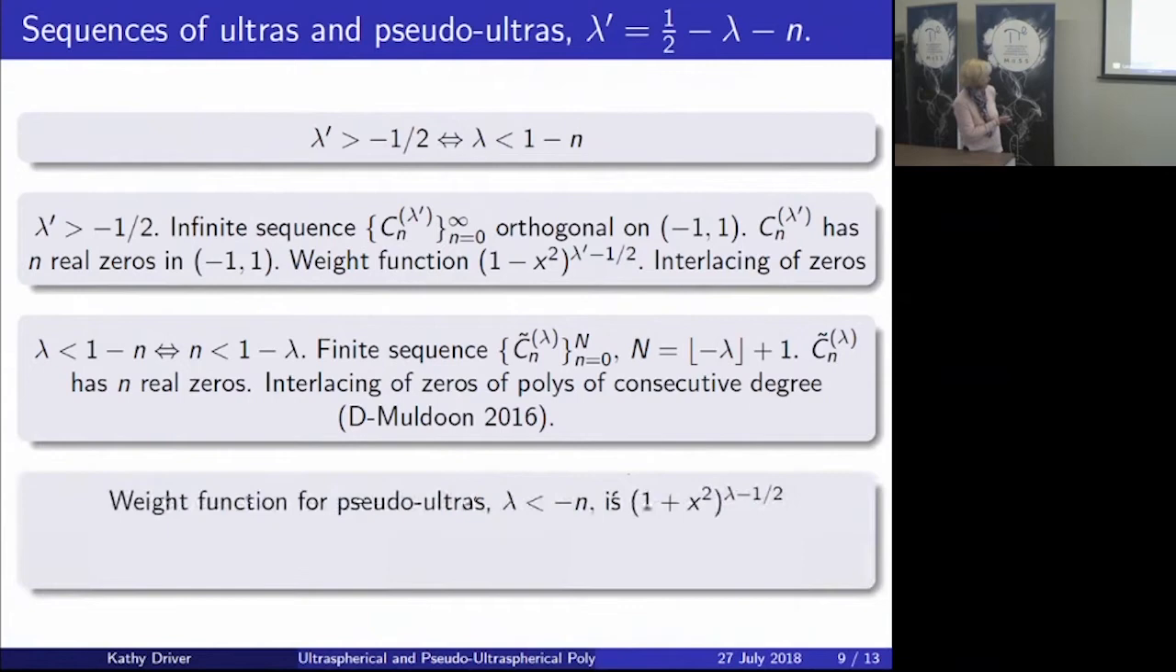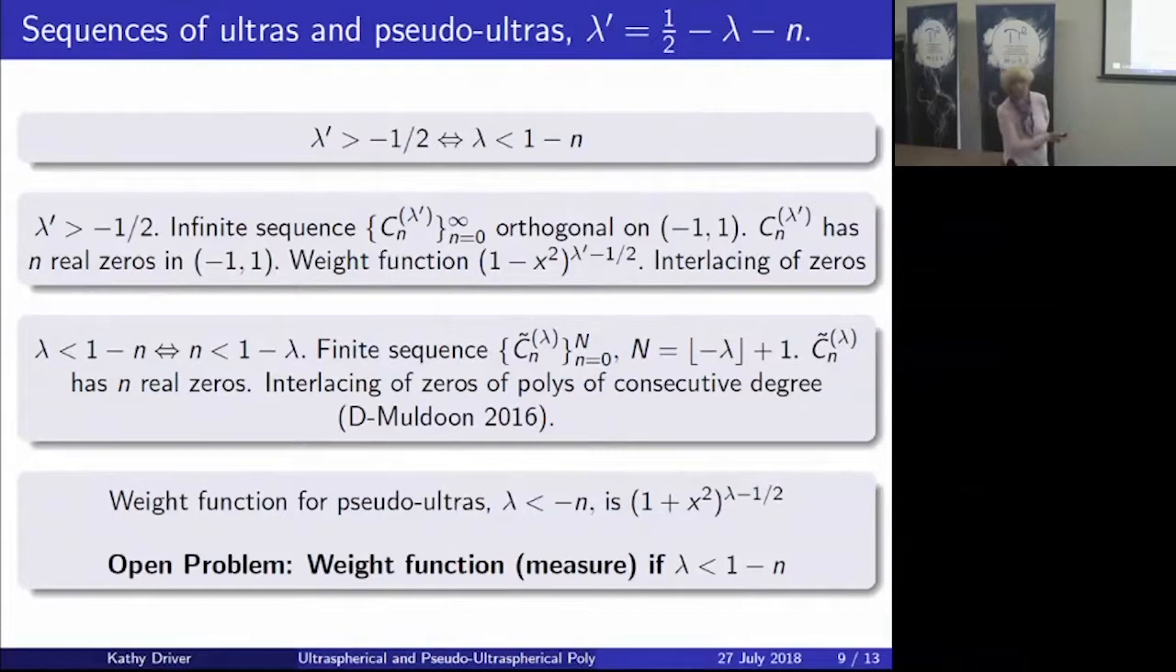Okay, the weight function, this is the open problem, which is being slightly obscured there. The Askey integral converges for m plus n plus lambda less than a certain amount. The weight function is 1 plus x squared to the lambda minus a half, and as Askey showed, for lambda less than minus n.